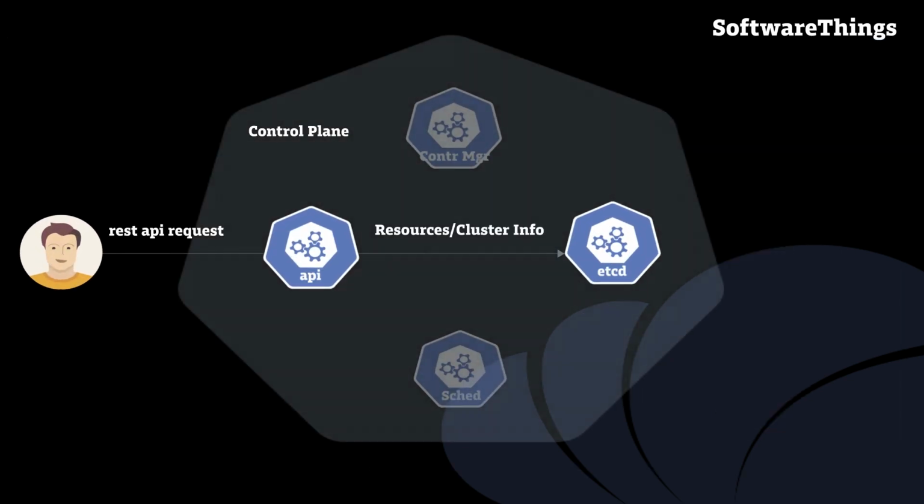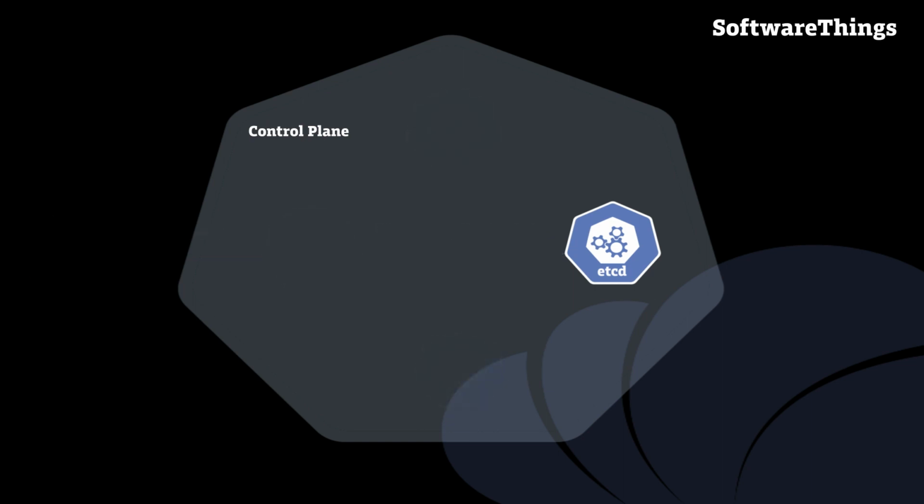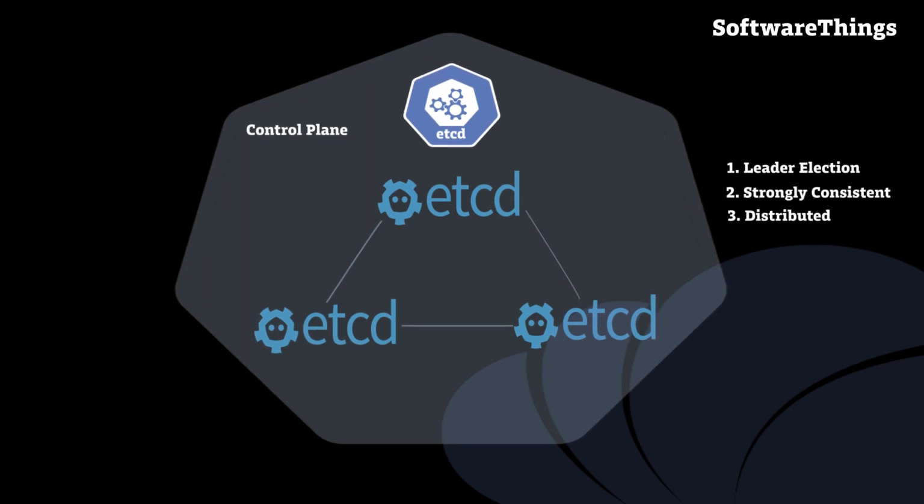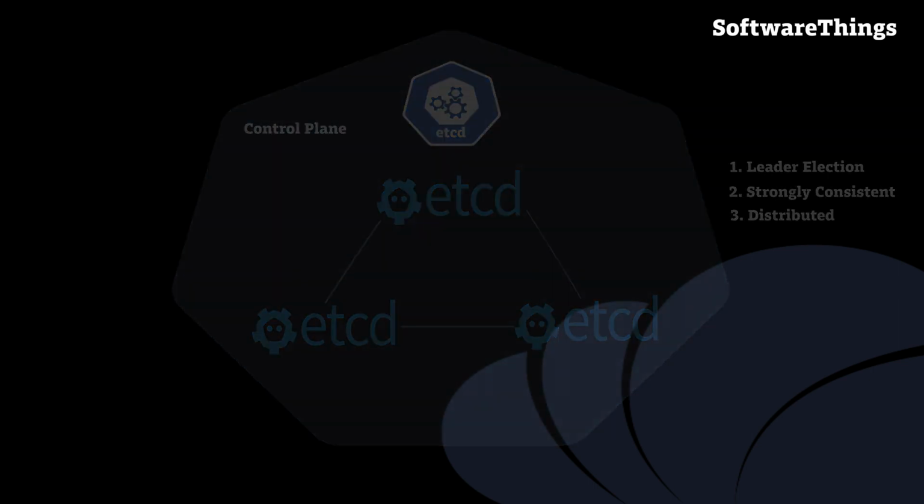API server saves the cluster and resources configuration in etcd. etcd is a distributed and highly available key-value store. It stores all the important data about the cluster's configuration and the desired state of resources, ensuring consistency and reliability.